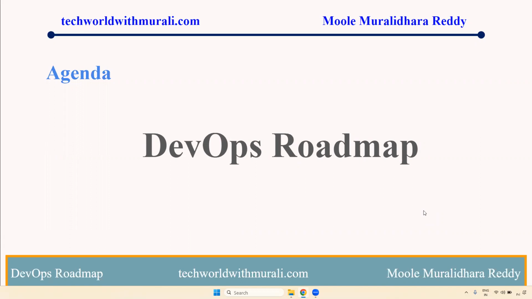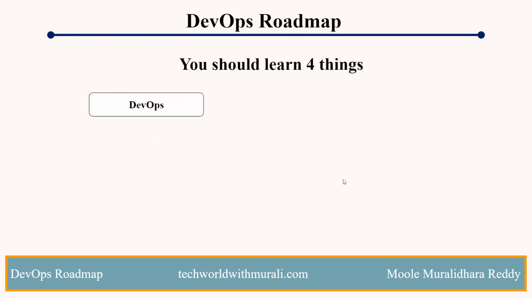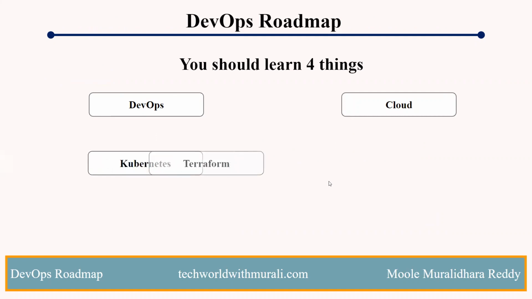In this video, we are going to discuss the DevOps roadmap. If you want to become a DevOps and Cloud engineer, you should learn four things. First one is DevOps. Second one is Cloud. Third one is Kubernetes. Fourth one is Terraform.